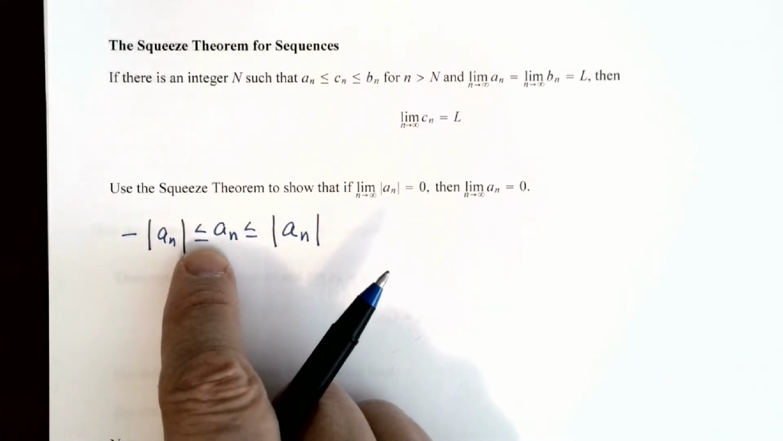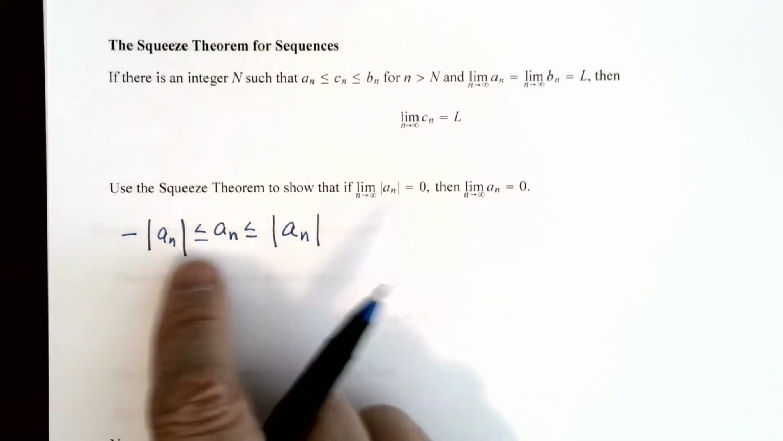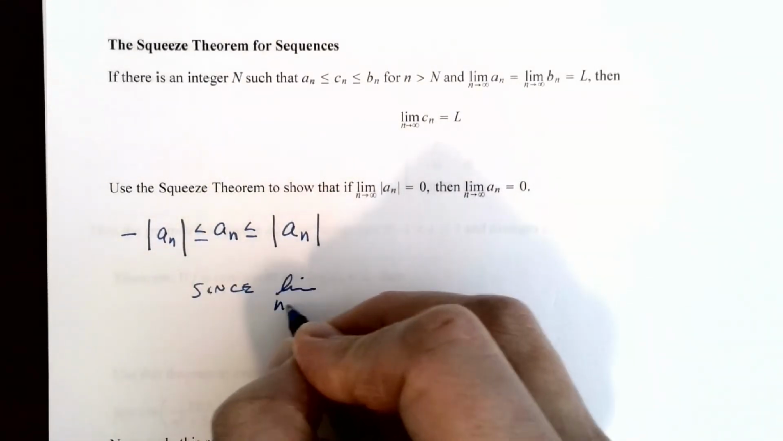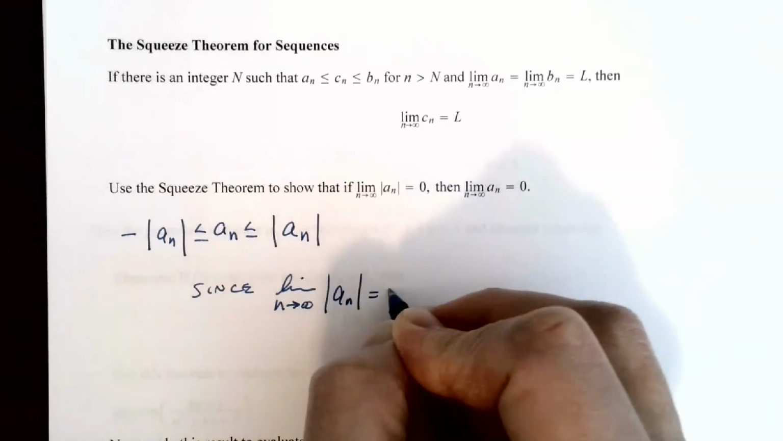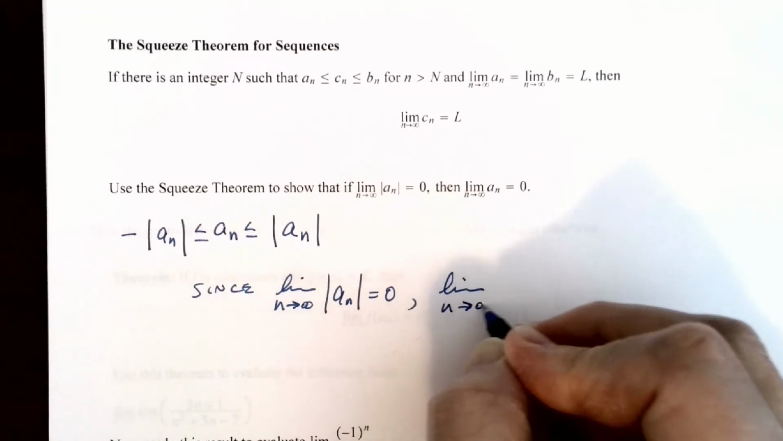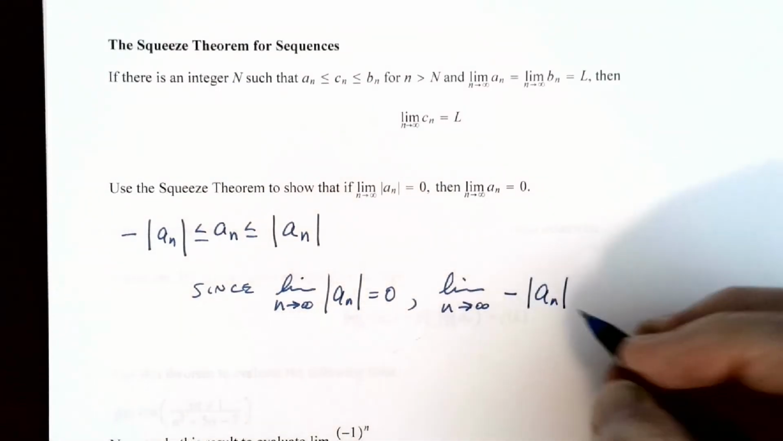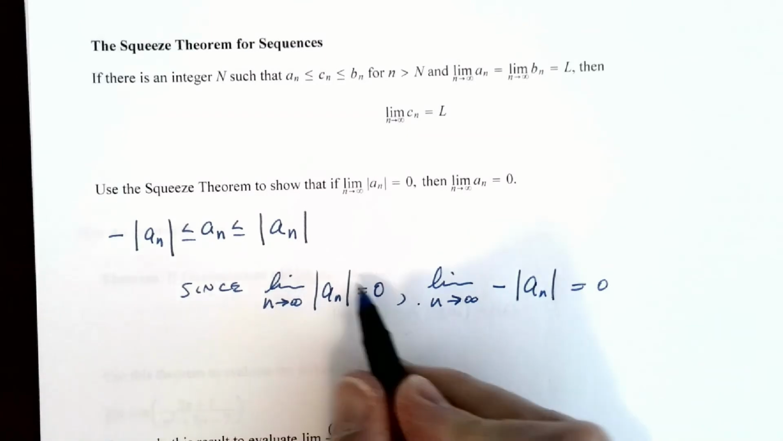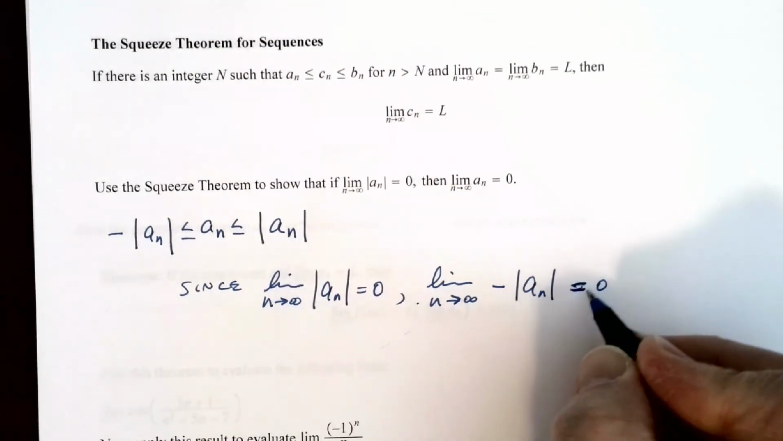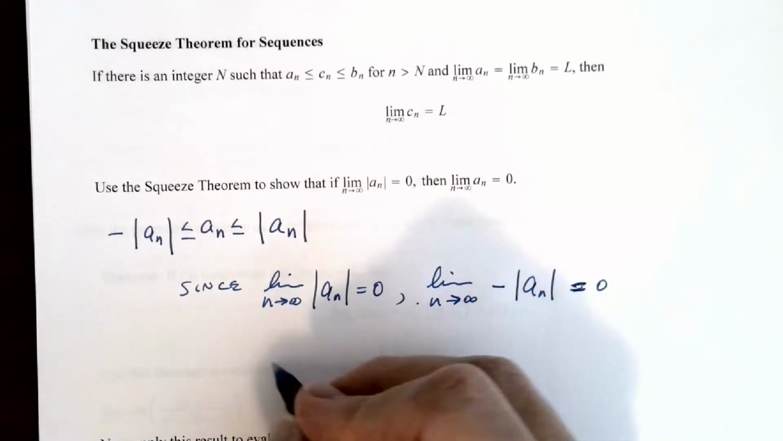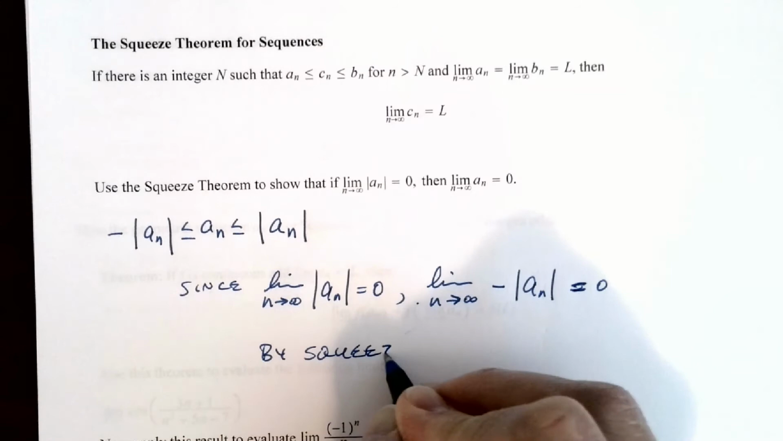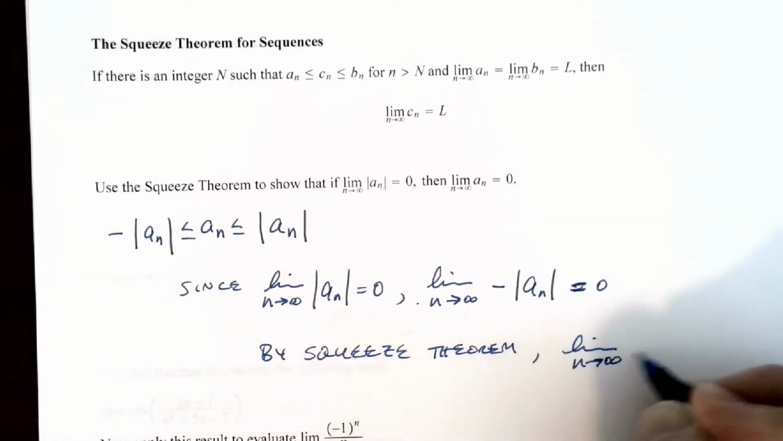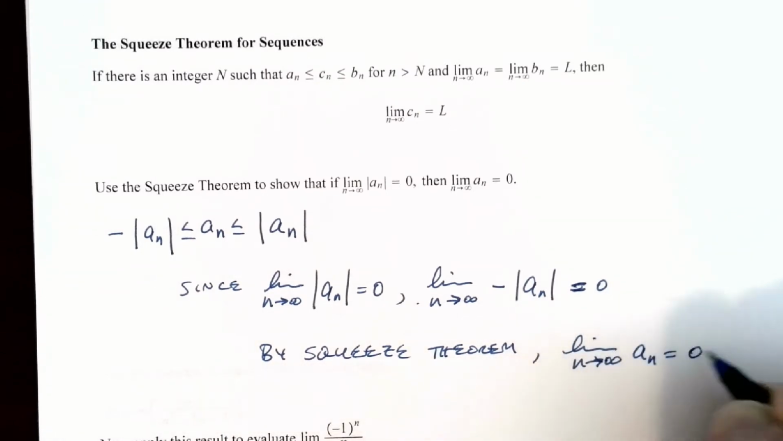Yes. Again, this is less than or equal to. So A sub n is always going to be bounded between these two. And since the limit as n goes to infinity of the absolute value of A sub n is equal to zero, we also know that the limit as n goes to infinity of negative A sub n is also equal to zero. Negative 1 is just a constant multiple. I can pull it outside the limit, provided the limit exists, which it does. And then negative 1 times 0 is equal to 0. So they're both going to go to 0. And by squeeze theorem, therefore, the limit as n goes to infinity of the A sub n's is also 0.